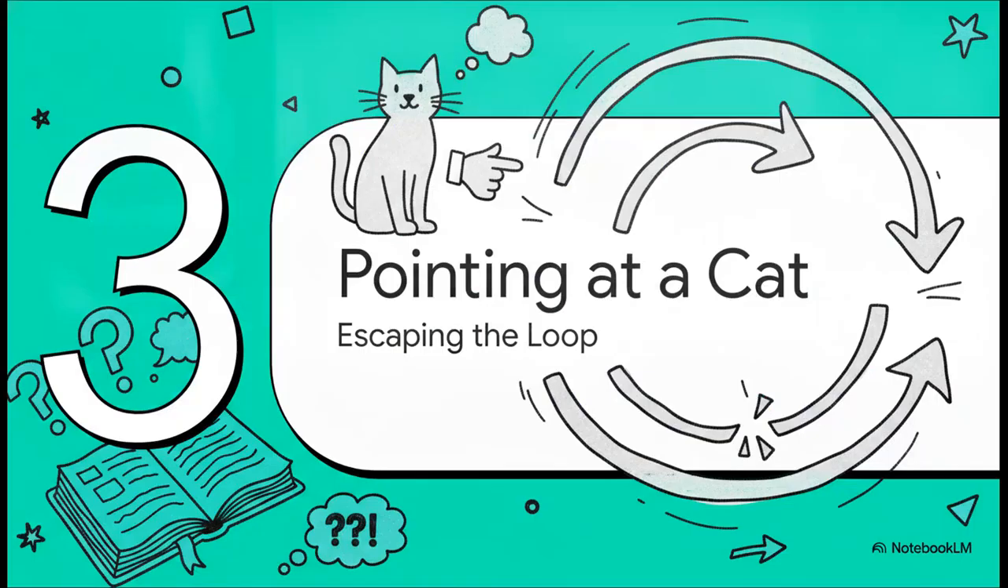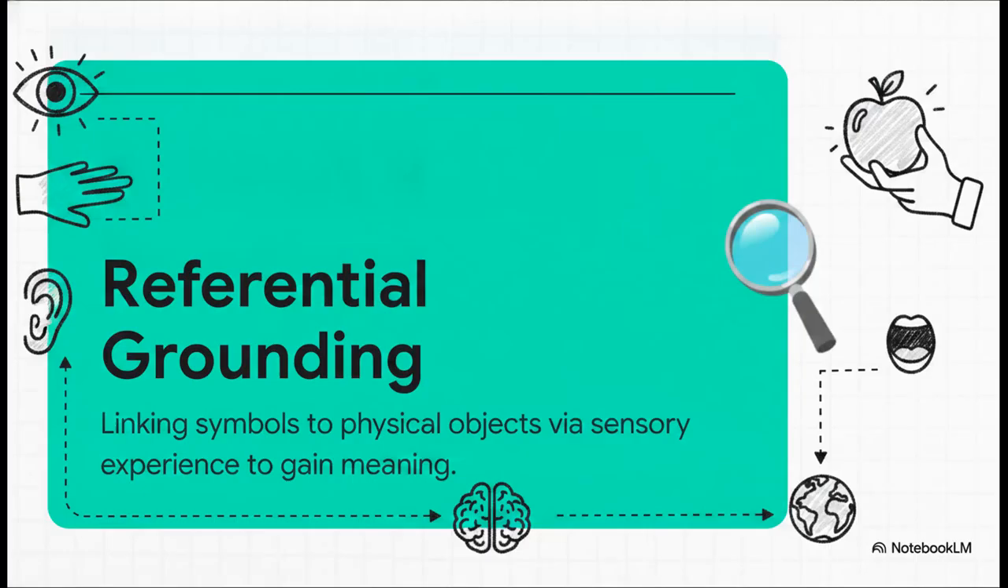And this brings us to a critical crossroads. Section 3, pointing at a cat. If a dictionary can't give us true meaning, how do we break out of that loop? For a long time, philosophers have argued that the escape hatch is the physical world. This concept is known as referential grounding. The idea is pretty simple. Words get their true meaning because we have biological senses. We can see, touch, and hear the real world. A dictionary can't really define an apple for a machine, but humans? We know what an apple is because we can physically pick one up and eat it.